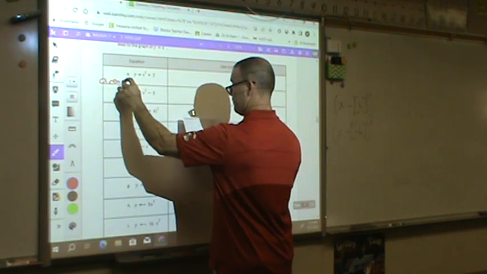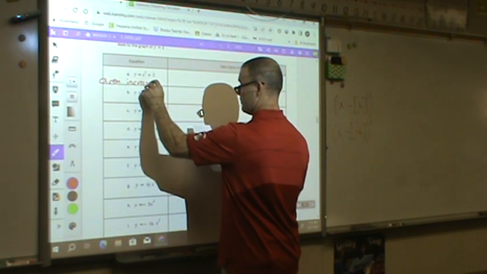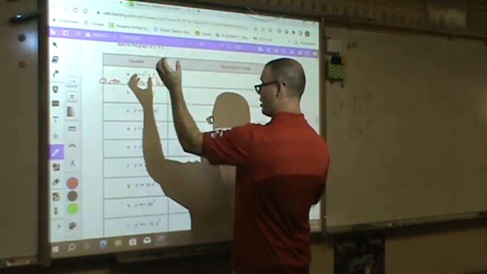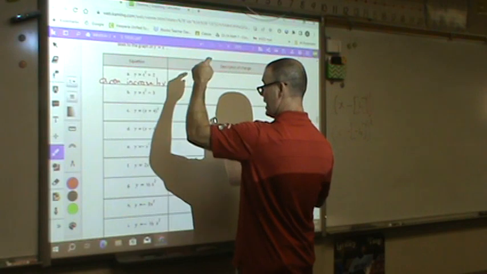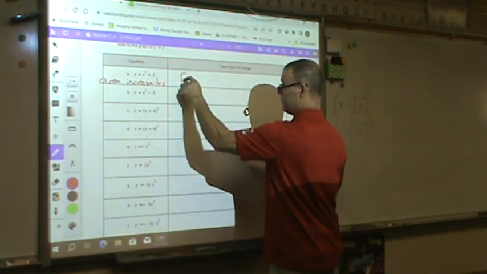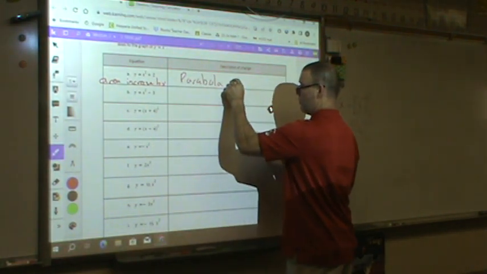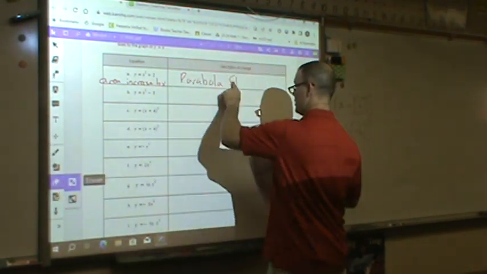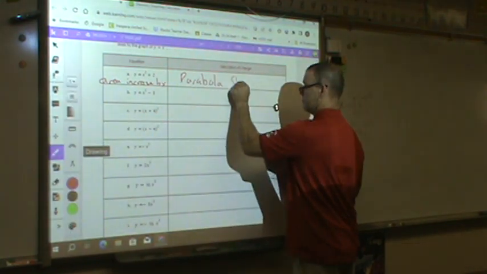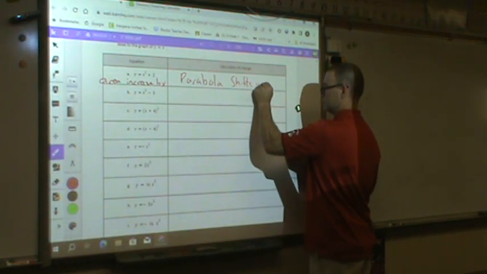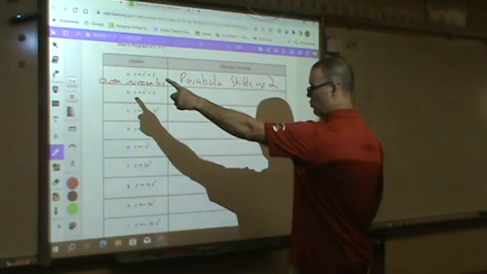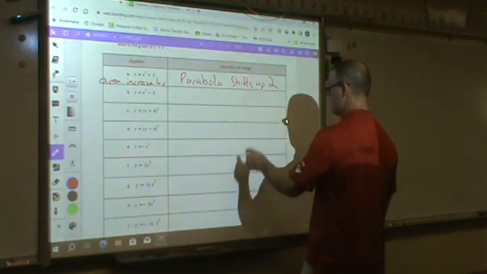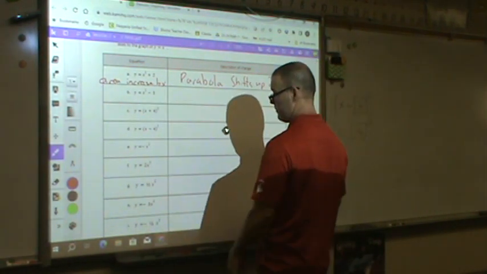The k value is increased by 2. The parentheses cause right and left movement. The K value causes up and down. So what happens here? The parabola shifts up 2 units. That's all that happened. Shifted up 2 units. Okay? So right down here for B, if plus 2 shifts it up 2 units, minus 3 is going to shift it down 3 units.